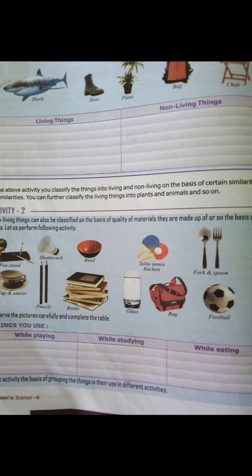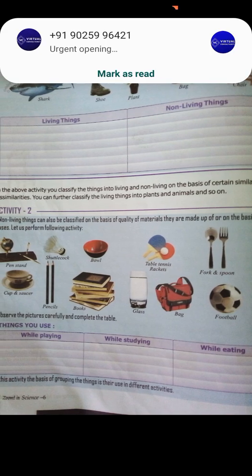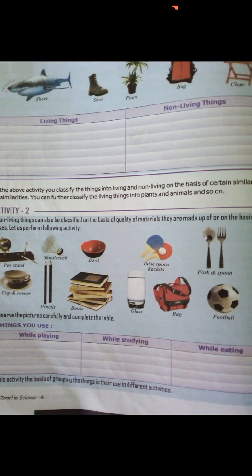We can group something inside the non-living things. We can also group them as plastic and non-plastic, metal and non-metal. Like this we can do different kinds of classification. First we will complete this table. In this, living things are shark and plant. Non-living things are shoe, bag and chair.